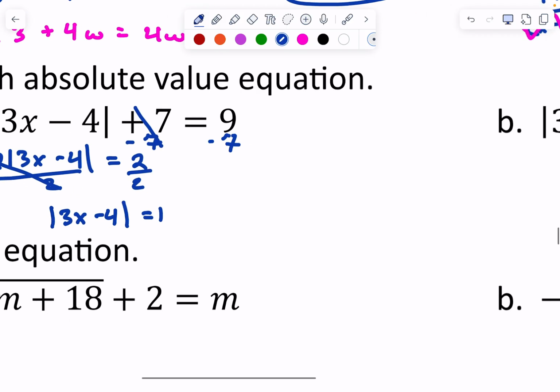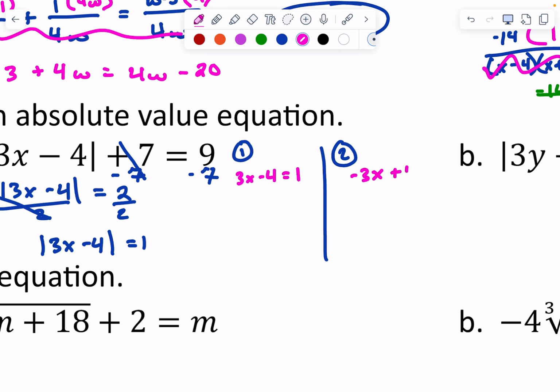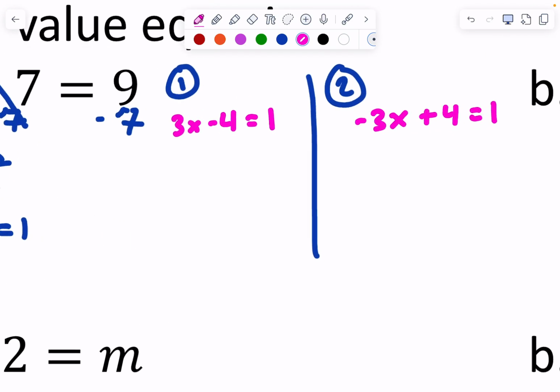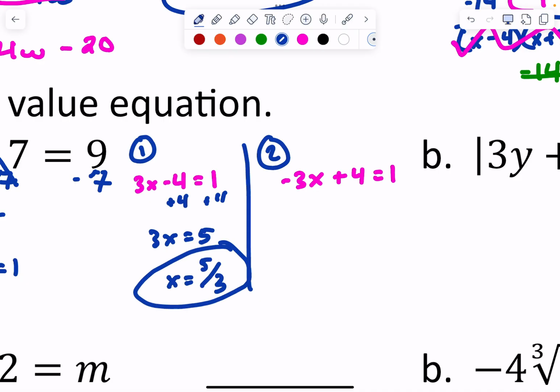Now I have to do my 2 cases. First case: 3x minus 4 equals 1. Then negative 3x plus 4 equals 1, or 3x minus 4 equals negative 1. Either way, whatever you want to do. I'm going to add the 4. So 3x equals 5 and x equals 5/3.